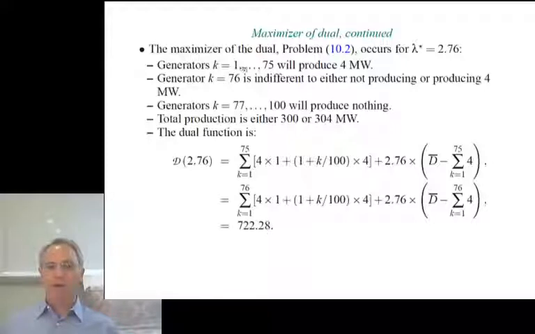What we would find is generators 1 through 75 would produce 4 megawatts, generators 77 through 100 would produce nothing, and generator 76 in this case would be indifferent to either not producing, that is to say producing 0 megawatts, or producing 4 megawatts. These two cases would correspond to total production being either 300 or 304, and in this case the dual function, whether we consider the case where generator 76 is not generating or is generating, we'd find that in both cases the dual would be 722.28, and that is indeed the maximum of the dual.